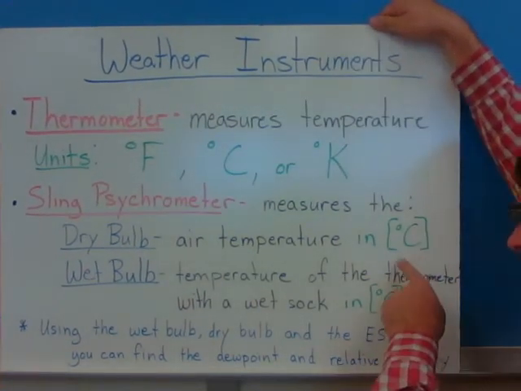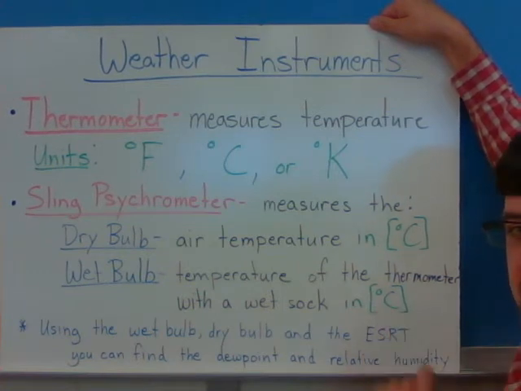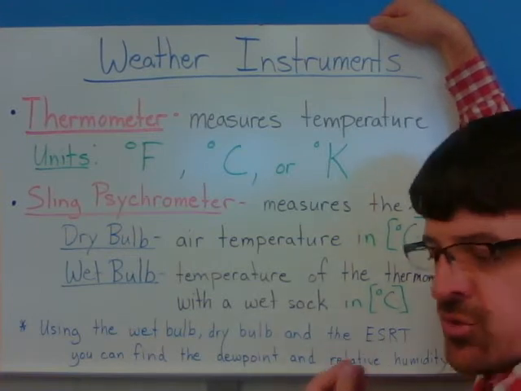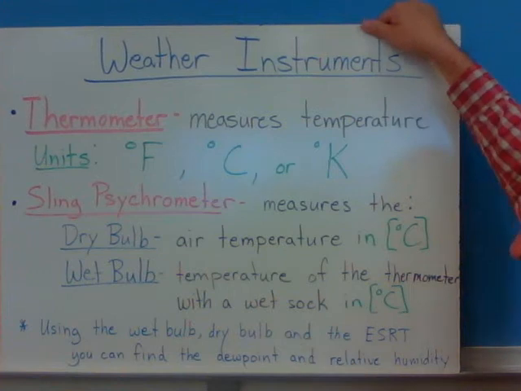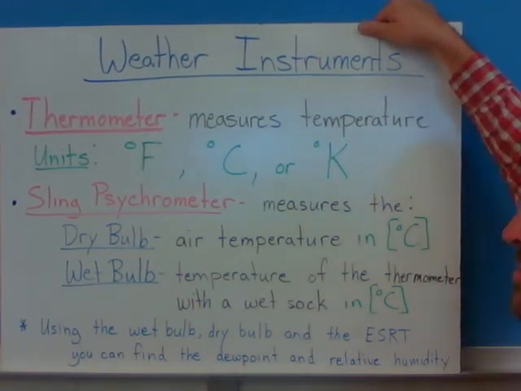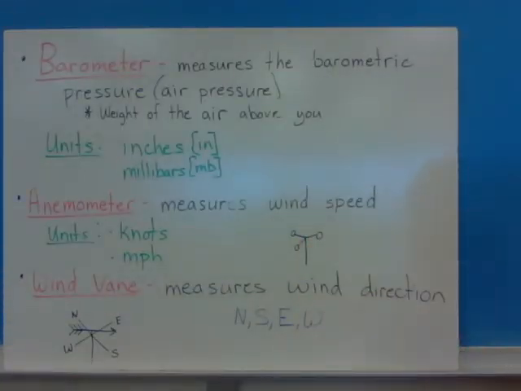Oh, I did want to say, the dry bulb and the wet bulb temperatures are both measured in degrees Celsius, because when you go to the Earth Science Reference Tables, that's what you will need, those temperatures in Celsius for the chart that we have. If you have a Fahrenheit temperature, there's nothing wrong with that, but we have to learn how to convert that temperature from Fahrenheit into Celsius.